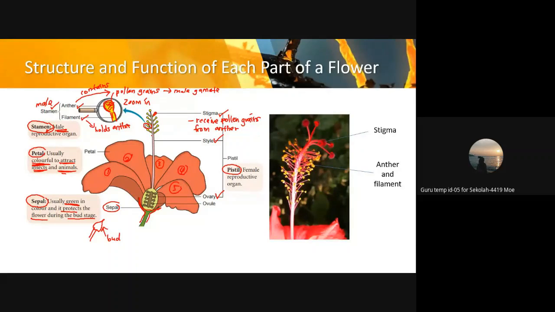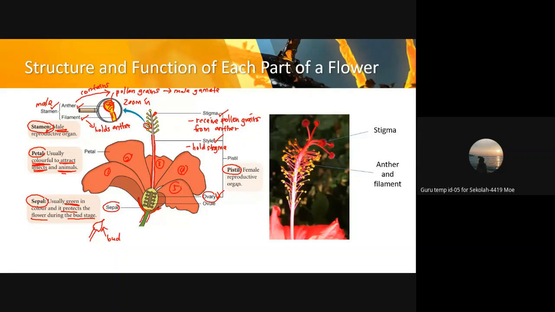Alright, and then the next one we have style. So style ni yang batang yang panjang ni, okay? Ni. So this is style. So style function dia adalah to what? To hold stigma. Okay, kalau dia macam filament lah. Filament dia holds anther. But for style dia holds stigma, okay? Alright, and then we have ovary over here.